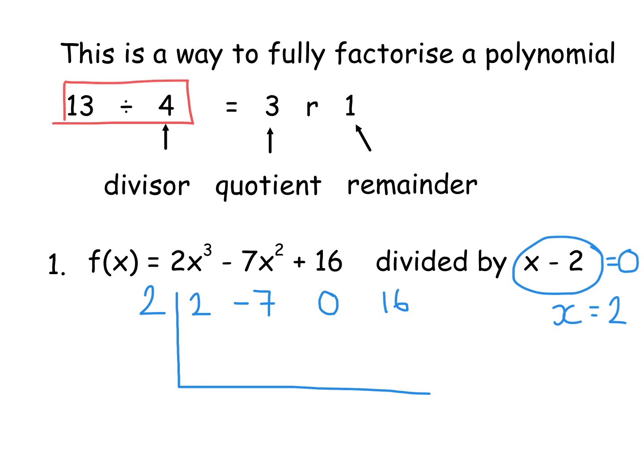So let's start the table. We bring down the first number and leave it as it is. We multiply by 2, so 2 times 2 is 4. Add these together gives us minus 3. We're going to times it by 2, which is minus 6. Add it to the 0, is just minus 6. We're going to times it by 2, which is minus 12, and then add 16 and minus 12, giving us 4.